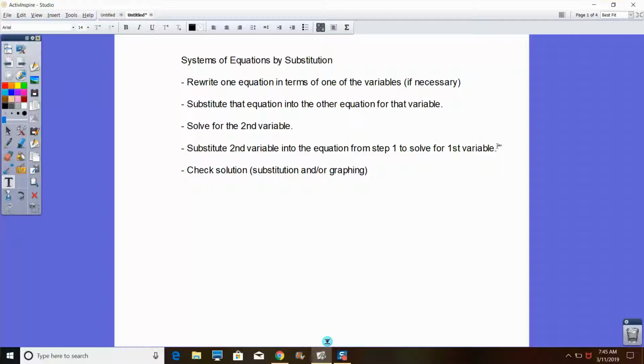That way we can find the first variable, and then we of course check the solution by either substituting the values back into the original system or graphing the system, or both. Obviously, if we can verify using both methods, it's pretty much a guarantee that we'll get it accurately. So let's go ahead and solve the first system right now.